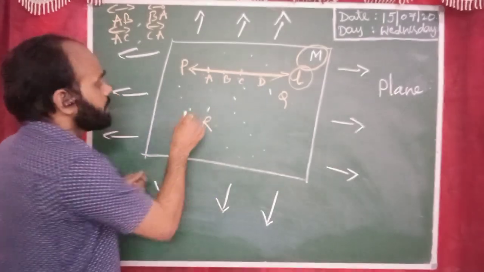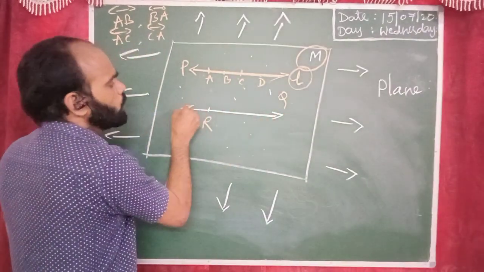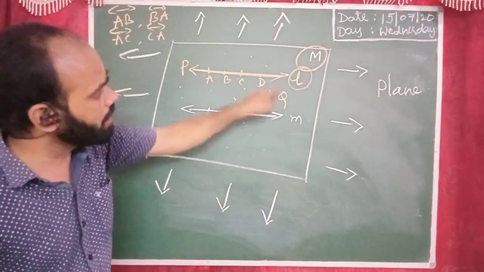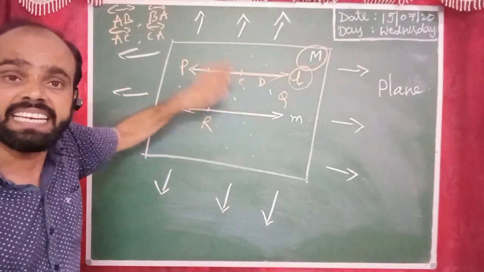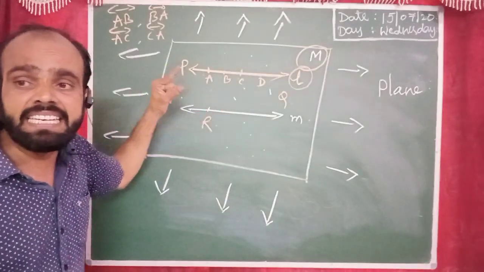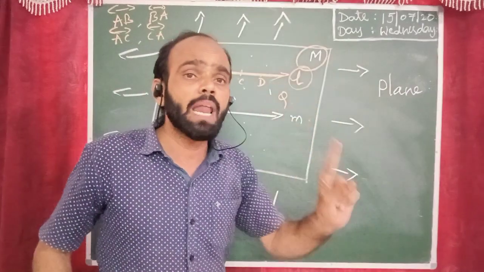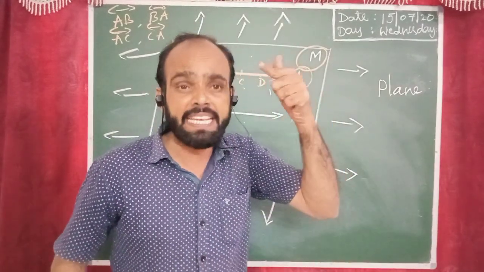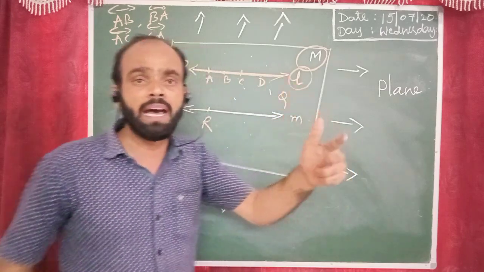Similarly, I have drawn one more line here this way. You call this one M. Now you know that L and M are lines that are present in the same plane. So these lines are called coplanar lines. Coplanar points, collinear points and coplanar lines.